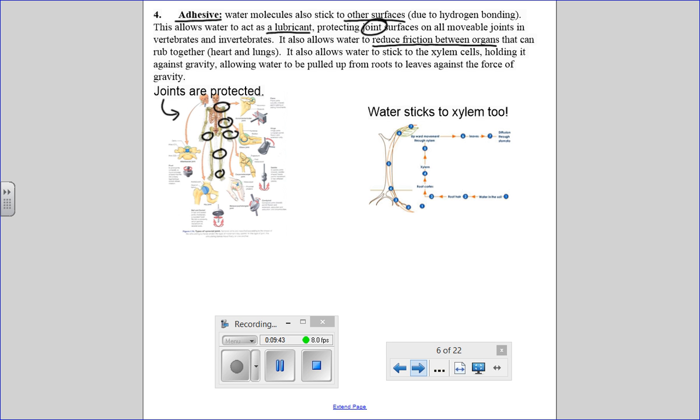The other thing has to do with plants, and here's the idea. Water doesn't just stick to itself, it sticks to xylem. Xylem is the name of the tissue that is in the stem of the plant. It's the vascular tissue of the plant. If we wanted to make an analogy, it's like the blood vessel of the plant. And water sticks to those cells so that it doesn't fall back down to the ground. It continues to move upward toward the leaf to allow photosynthesis.